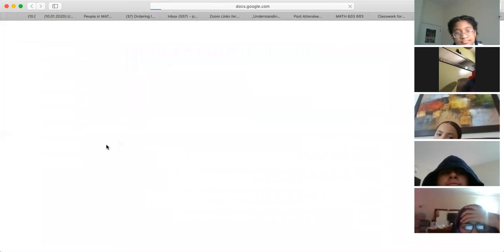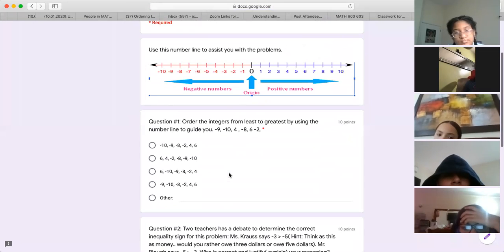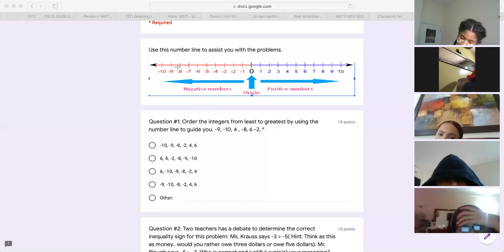Okay, independent practice. I think there's only 3 questions. Very simple. Use the number line to order these numbers from least to greatest. So what I'm simply going to do is draw circles on the numbers: -9, -10, 4, -8, 6, and what do we got? -2. We want to go from least to greatest, which means I'm going from left to right.